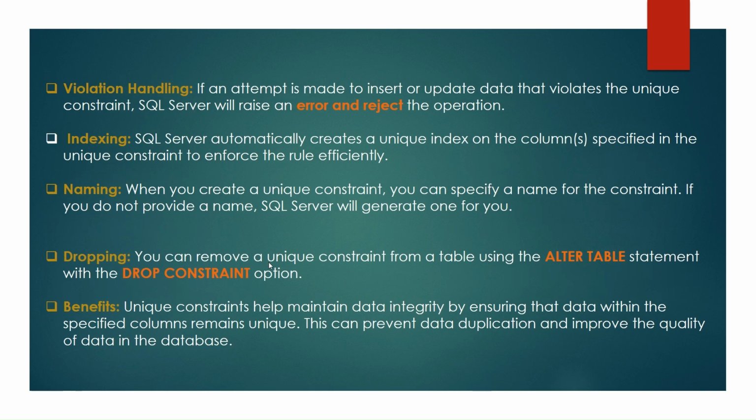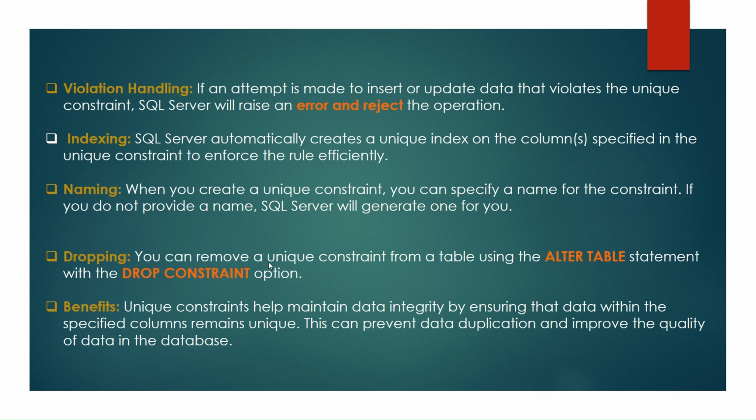Next one is violation handling. If I apply a unique constraint on a table and try to pass a duplicate value, it will raise an error and reject it, and no record will be inserted. Indexing: by default it will create an index. Naming: when we create a unique constraint, we can specify a name for it. Either you give some name, otherwise by default it will generate one. Dropping: by using the ALTER TABLE statement with DROP CONSTRAINT, we can drop the unique constraint. Benefits: it guarantees that data is unique and prevents duplicates.